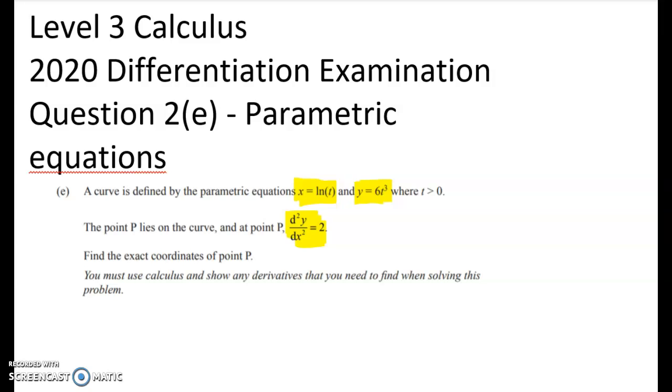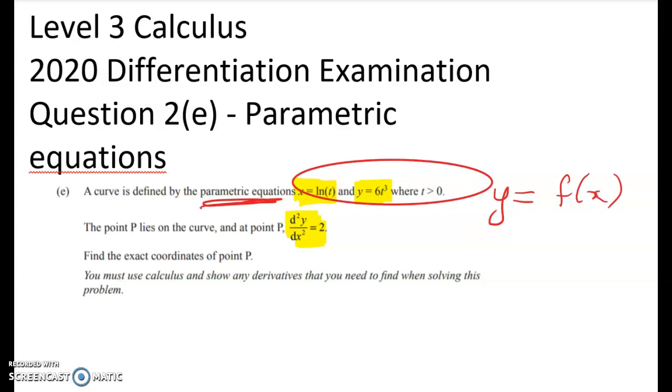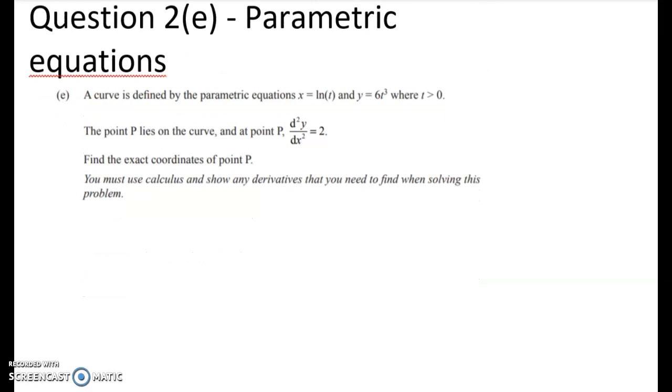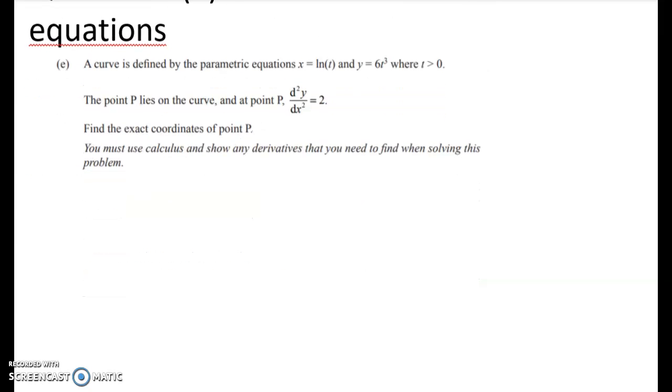So the most obvious way to do this problem is to use parametric differentiation, and that's how I'm going to do it first. But sometimes when we have parametric equations, it's hard to find an expression for y as a function of x, but in this case it's pretty straightforward. So you can do this question that way as well. I'm going to do that at the end of the video, just to show you that you get the same thing. But let's start off by thinking about differentiating with respect to t.